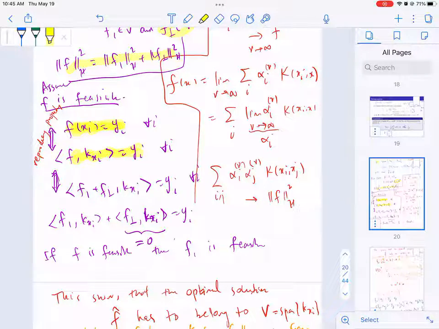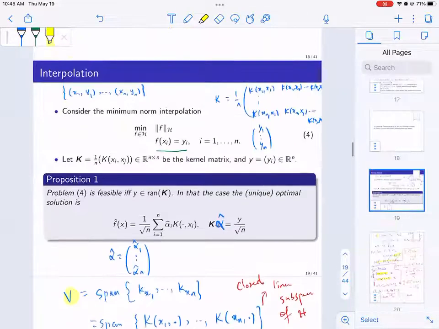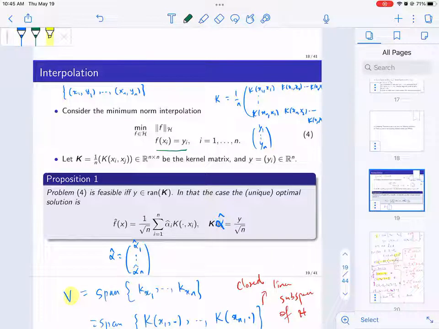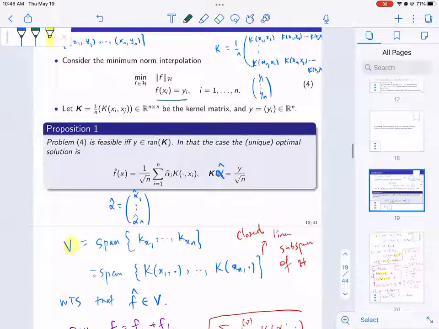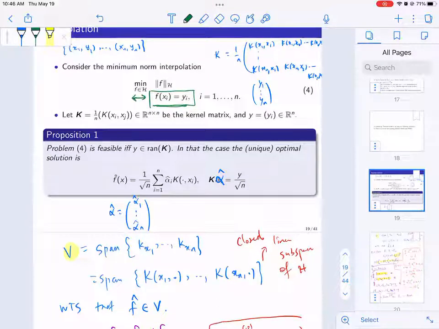Can you repeat why K is usually invertible? Yeah. If you follow the argument that we did, this condition is sort of saying that there exists an f in the span of the k_xi's if and only if K alpha is equal to y over root n, for some alpha. So if I can solve this equation, then I can find an f in this span. And K being invertible is equivalent to being able to solve this for all possible y's.